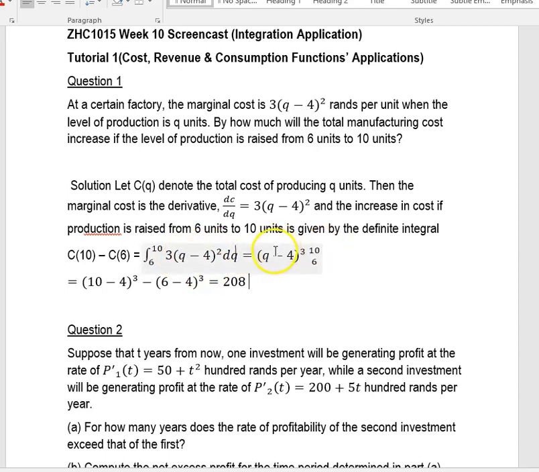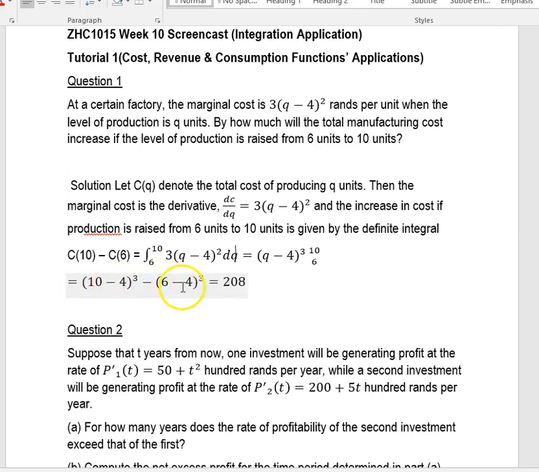So obviously, it's not going to affect the function, which means that the function 3 times (Q - 4)^3 over 3, if you differentiate this, this is what you're going to have. So it's still fine. And then what do you do next? You substitute 10 for Q and 6 for Q. You substitute these values and subtract them, the smaller one from the larger one.